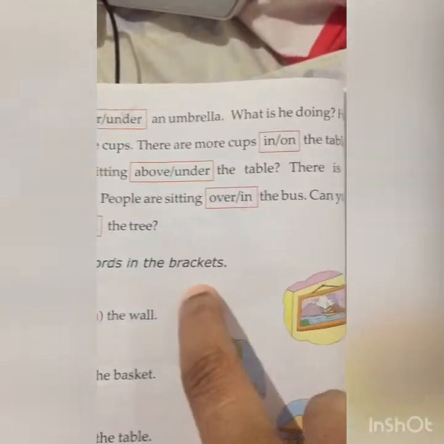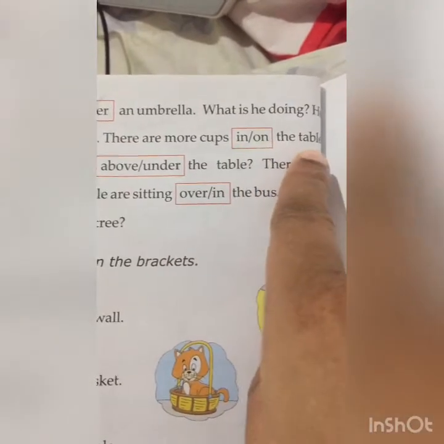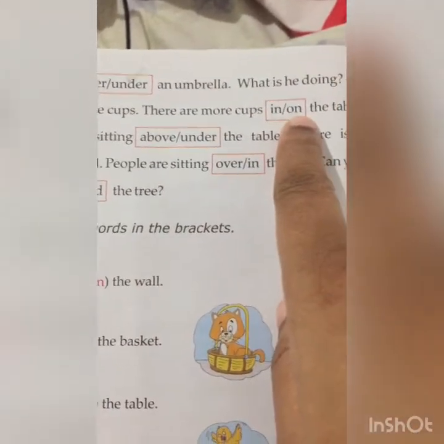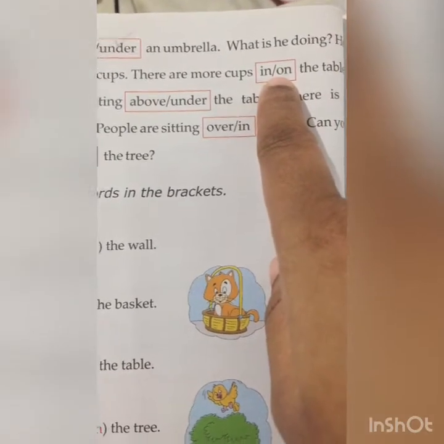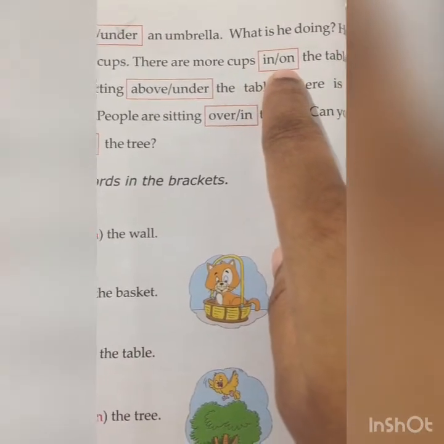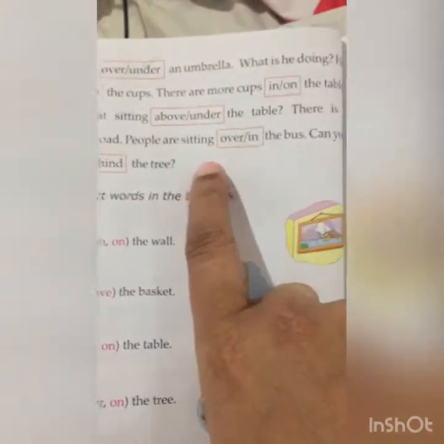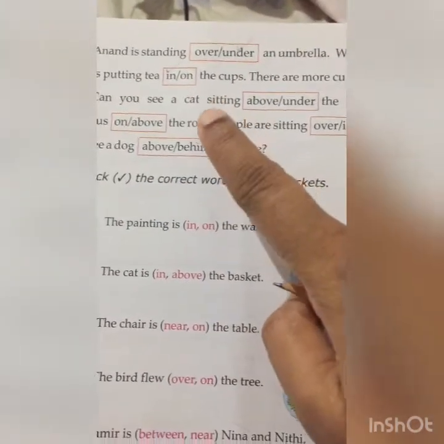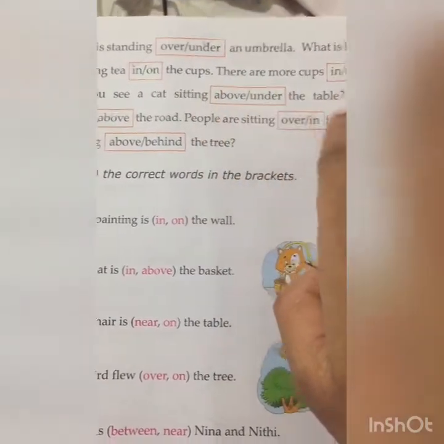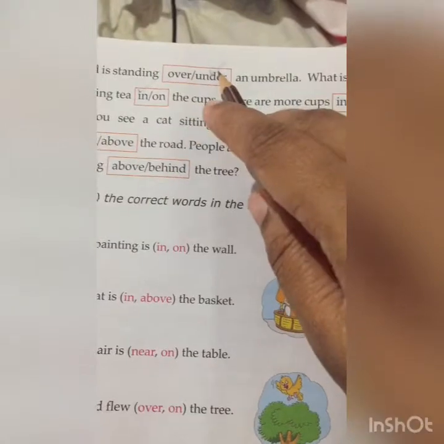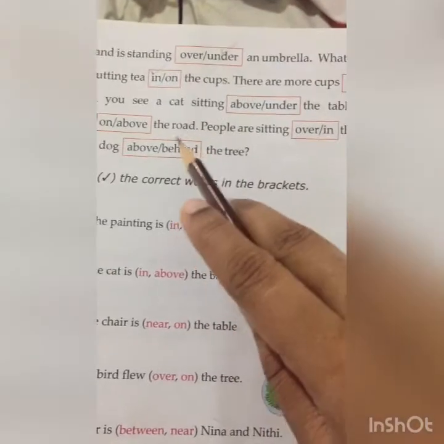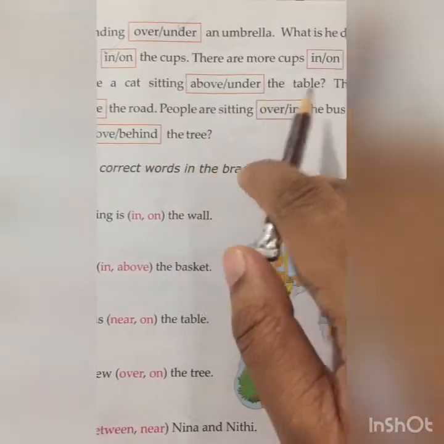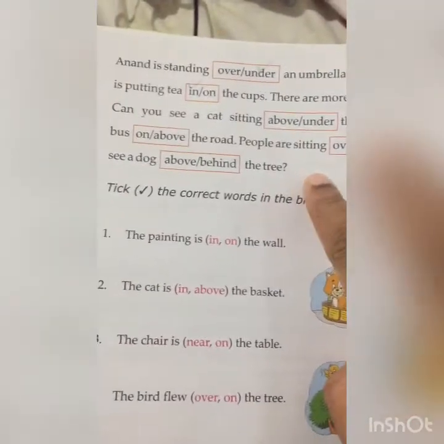There are more cups in or on the table. Which preposition do we use here? In or on? Now look at the picture and try to find out the correct preposition we have to use and put a tick mark like this, okay? You have to put a tick mark on the correct answer. Can you see a cat sitting above or under the table? You have to look at the picture thoroughly and mark it, okay?